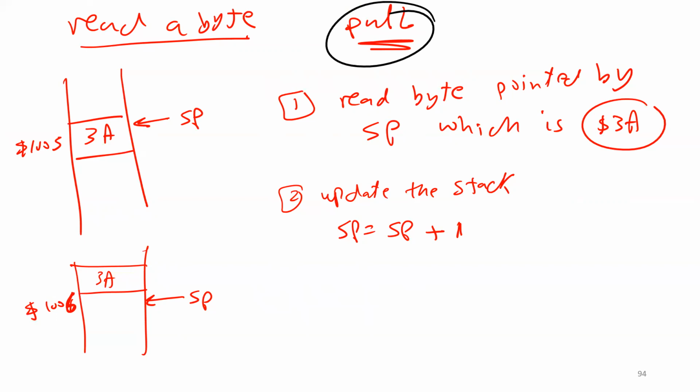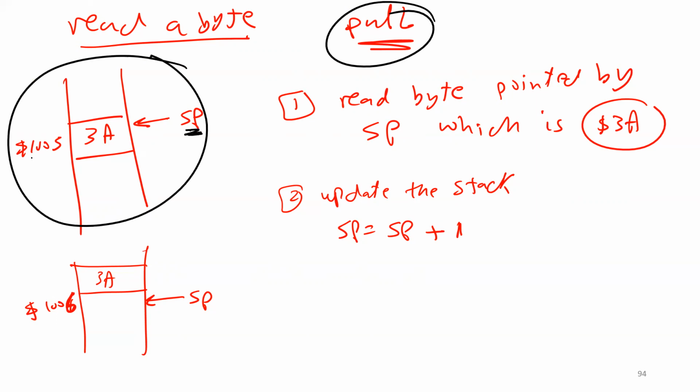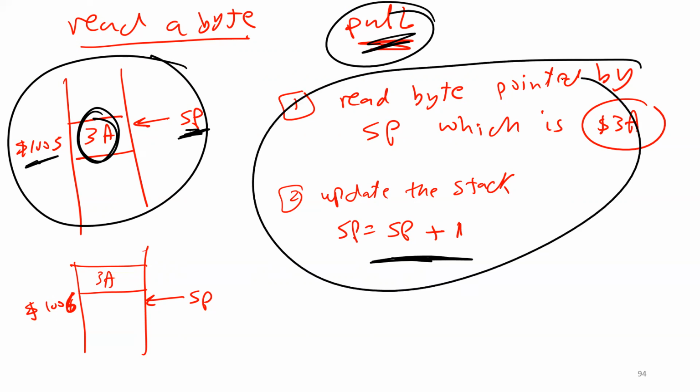If you see here, guys, this is the stack. The stack is this way. The stack pointer is pointing at 1,005. I want to pull a byte, I want to read the byte. So number 1, I'm going to read the byte at the location pointed to by the stack pointer. Number 2, I'm going to increment the stack pointer by 1. Is that okay?